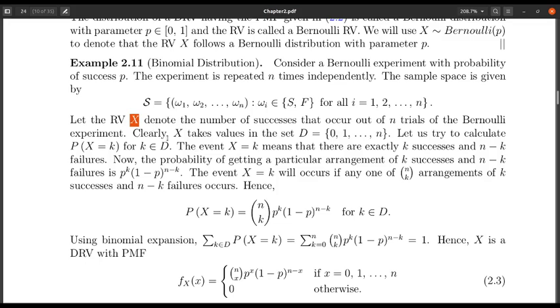So, as I have already pointed out, x can take values only in the set 0, 1 up to n. I will start with this set. Note that this is a finite set, so it is at most countable. Now, let us try to find the probability that x equals k for different values of k in this set. Let us start with the simple one, probability x equals 0.